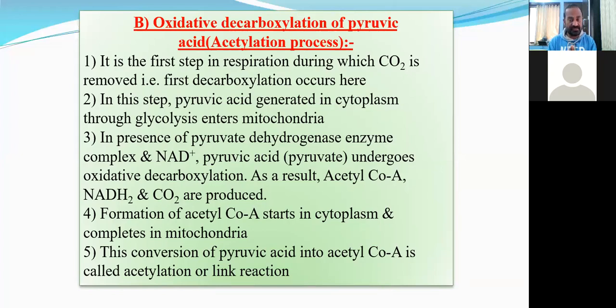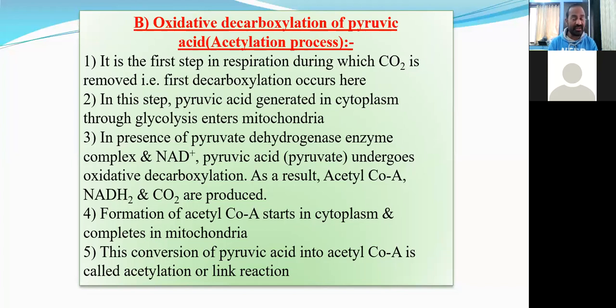The first question: why is oxidative decarboxylation of pyruvic acid required? The answer is that pyruvic acid is produced during glycolysis in the cytoplasm. The pyruvic acid contains 3 carbons, and this 3-carbon pyruvic acid cannot go into the mitochondria because the mitochondrial membrane has a channel that will not allow the entry of a 3-carbon compound. So what is done? 1 carbon is removed from the pyruvic acid. It is converted to an acetyl moiety.